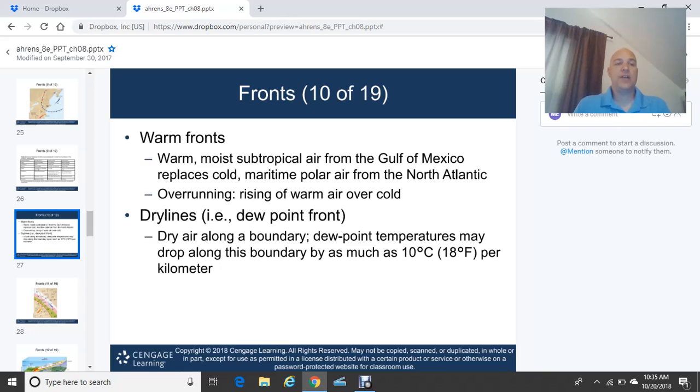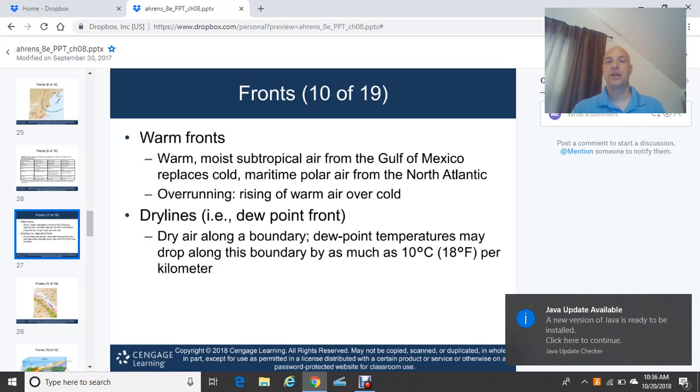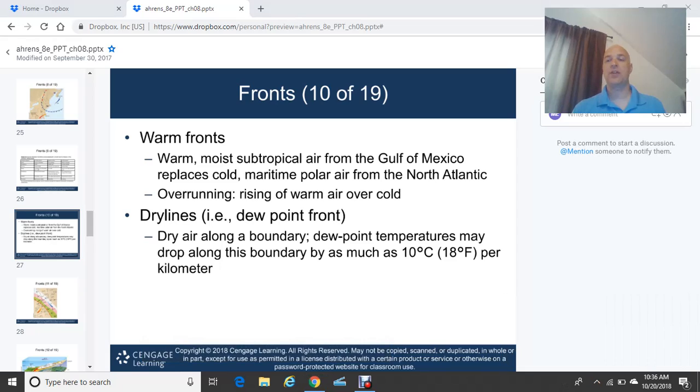Now, moving on to warm fronts. Warm fronts contain warm, moist subtropical air from the Gulf of Mexico, and those are typically associated with maritime tropical air masses replacing cold maritime polar air. Overrunning occurs. Sometimes you get maritime tropical air masses that replace continental polar air masses in the wintertime, especially along the Gulf Coast as well.